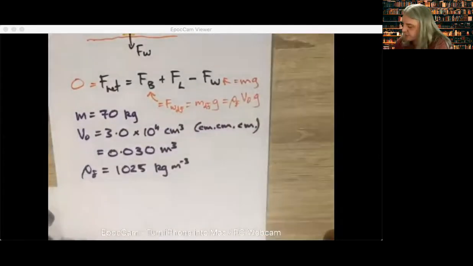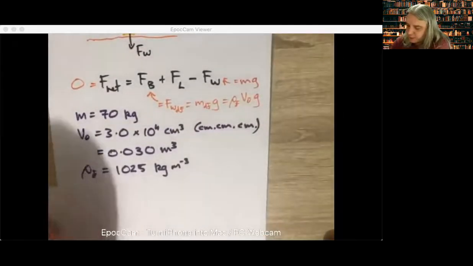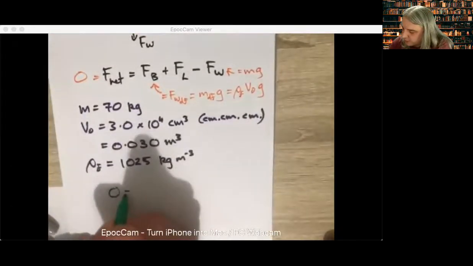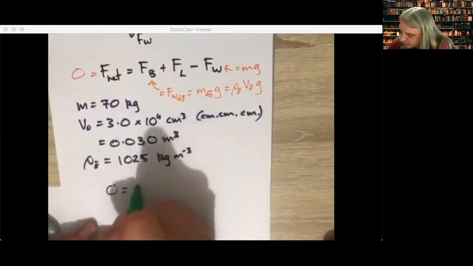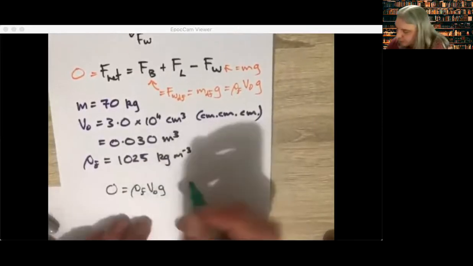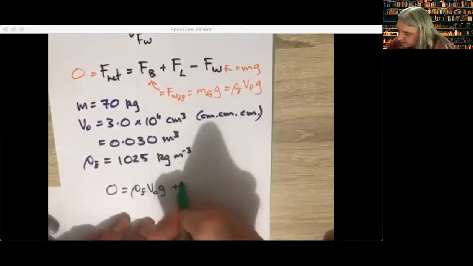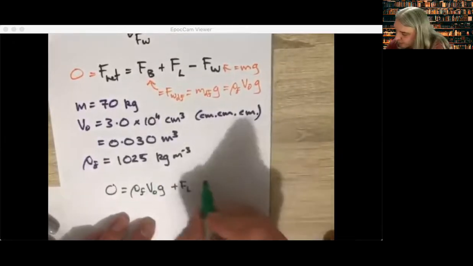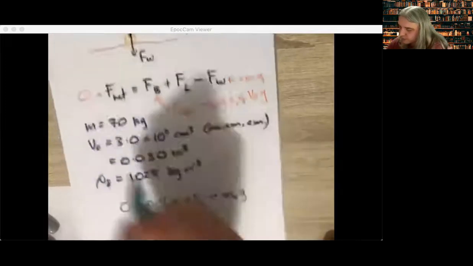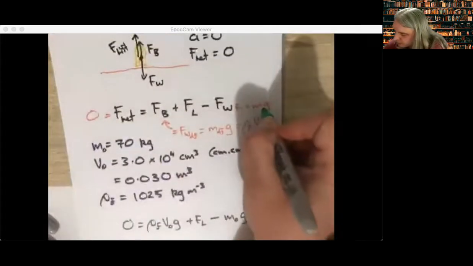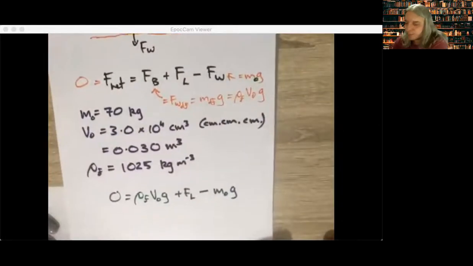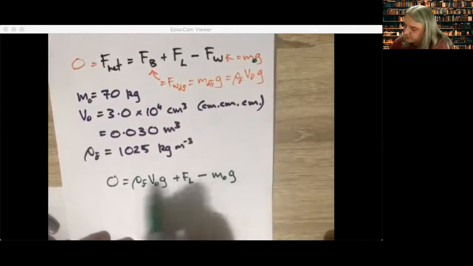So we've actually got everything we need now. We can plug it all in and figure out our result. So we have that 0 is equal to rho F V object g, that's the buoyant force, plus F lift, that's what we're looking for, minus M of the object times gravity, mass of the object. I'm just adding a little O in, because we have now got a mass of displaced fluid in there. So I'll keep an O just to be clear. So we've got this as our equation.